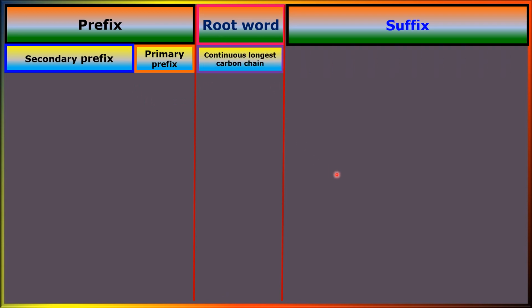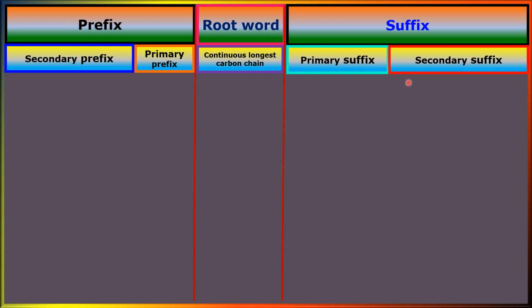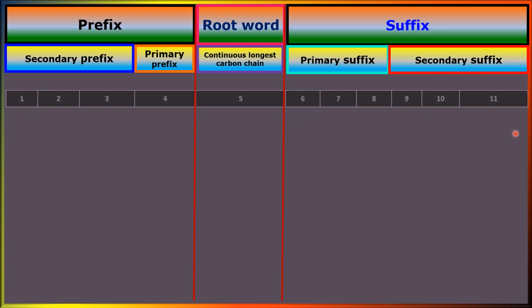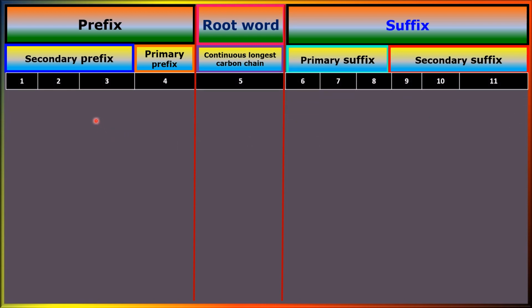Root word: it represents the continuous longest carbon chain. Depending upon the number of carbon atoms present in the continuous longest carbon chain, the base name of the compound is represented. Next, suffix also has two parts, primary suffix and secondary suffix. On the whole, there are 11 parts in the IUPAC naming structure. Let us explore one by one.